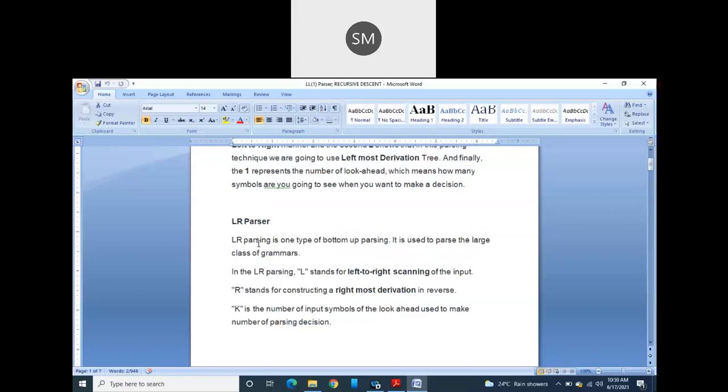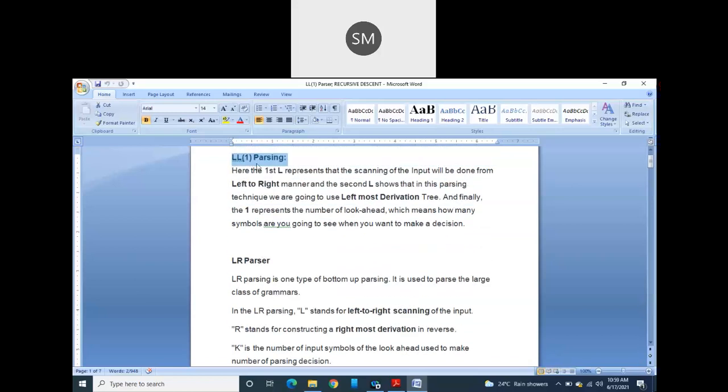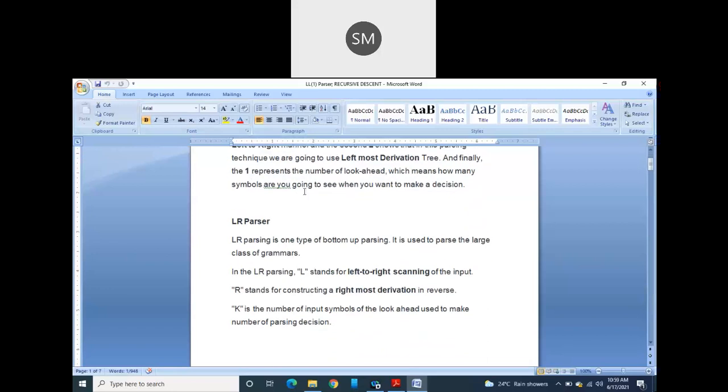So always remember, guys, LL parser, LR parser. In LL, the first L always represents scanning the input from left to right, and the second capital L represents that you perform a leftmost derivation, and this parsing is very much suitable for top down parsing, that is, to construct the tree from top to bottom, root to leaf node.